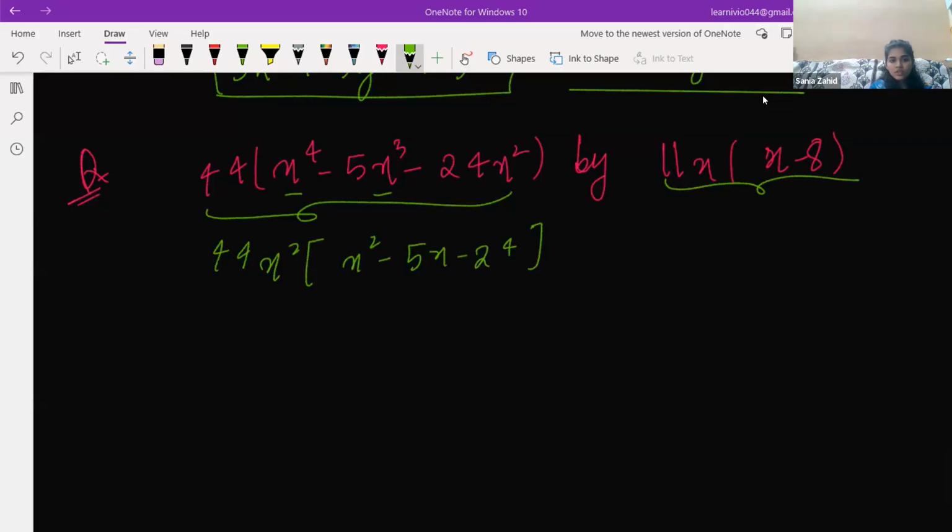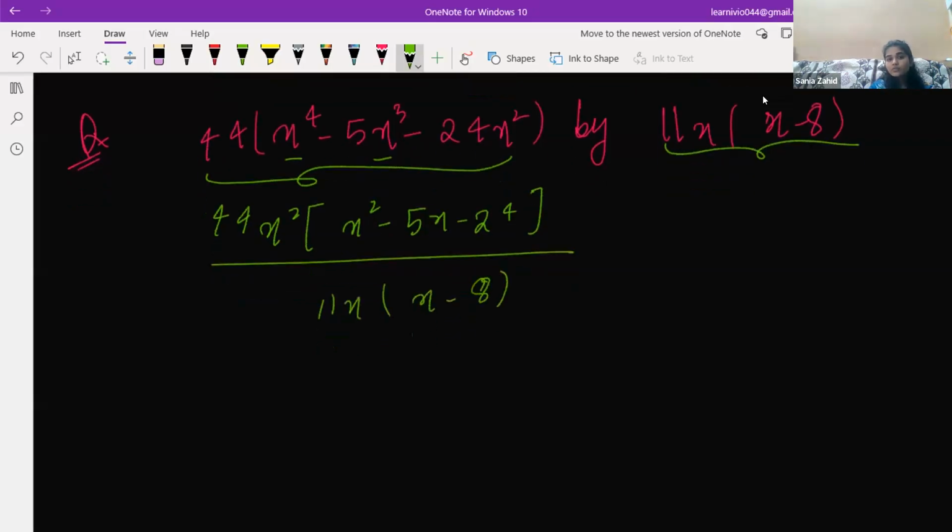No common. Nothing is common. So you divide it by 11x and x minus 8. Okay, now listen very carefully. Never cancel the terms which are being subtracted or added. You can only cancel the terms which are being multiplied.